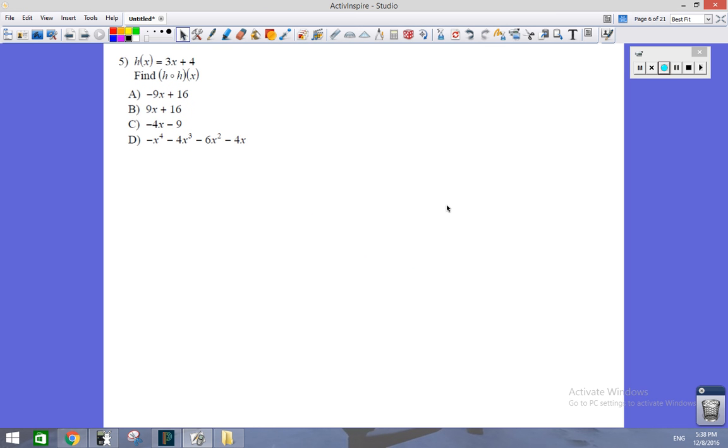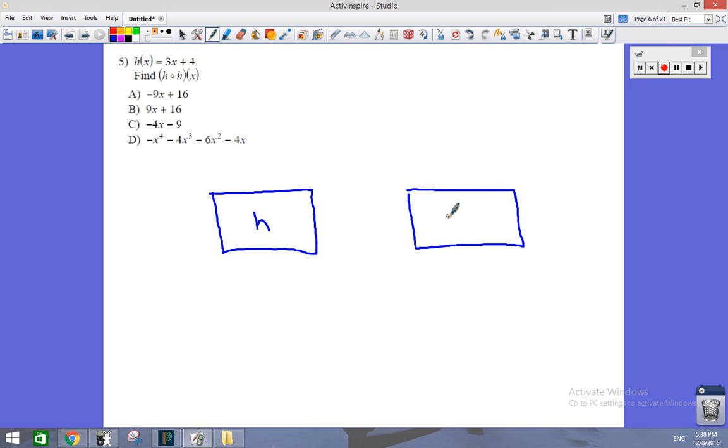Problem number 5 is a little bit different. The input is not a number. They want me to find the formula for this composition. In our assembly line of functions, you can have a machine here that's function h, followed by an identical function h, where they do the same job. What do both of these functions do? These functions are very good at creating an addition problem. How does it create our addition problem? It needs two numbers or two expressions to add together.